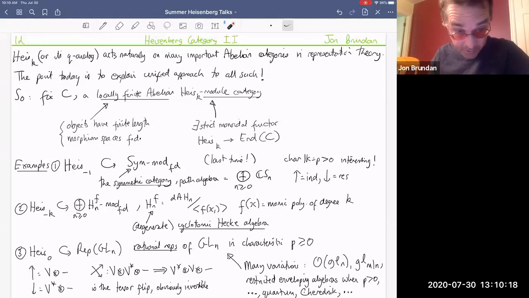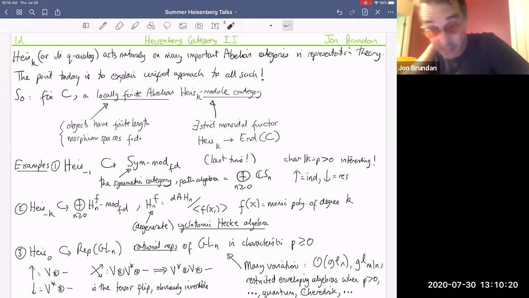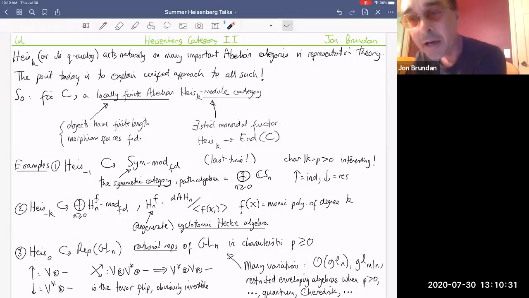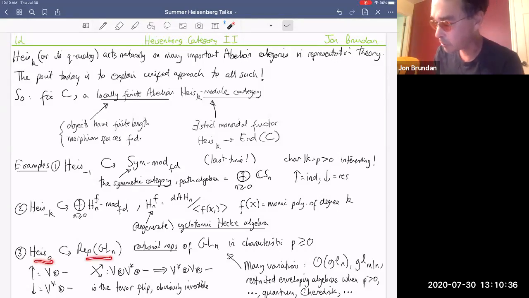For me, the example I like the most actually is central charge 0. So this is Heis 0. And my favorite category of all time is the category of rational representations of the algebraic group GLN over a field of positive characteristic p. So Heis 0 acts on rep GLN. So now the up arrow acts as tensoring with the natural GLN module V, and the down arrow acts as tensoring with the dual natural representation.